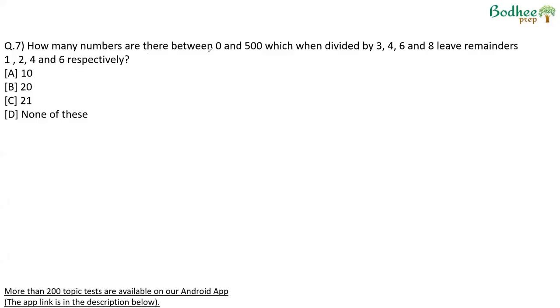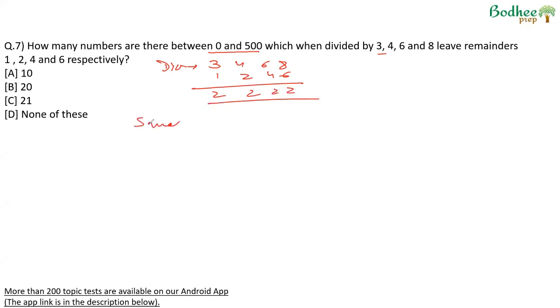How many numbers are there between 0 and 500 which when divided by 3, 4, 6, 8 leave remainders 1, 2, 4, 6? Divisors are 3, 4, 6, 8. Remainders are 1, 2, 4, 6. The difference in all the cases is 2. And therefore, the smallest number satisfying this condition will be the LCM of 3, 4, 6, 8.